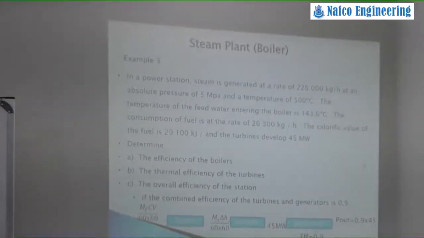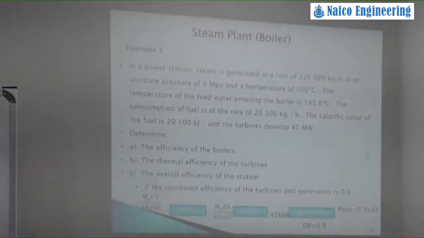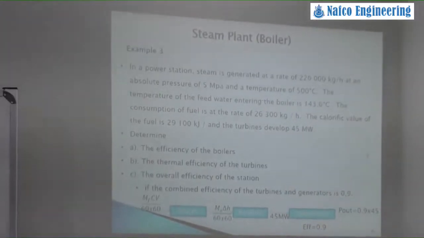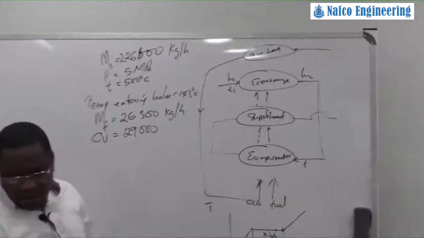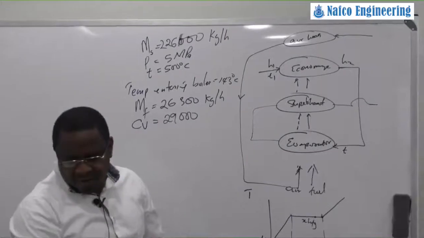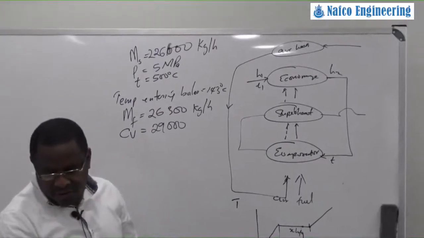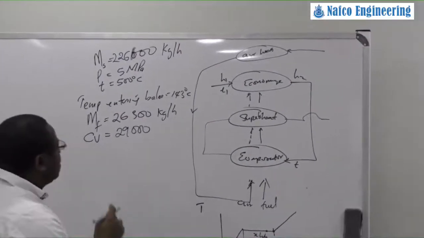And then the CV of the fuel. Once you write down everything, then you can solve it. The CV of the fuel is 29,100 kilojoule, and then the turbine develops.